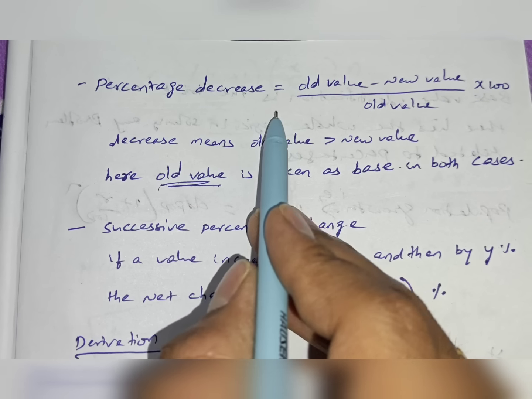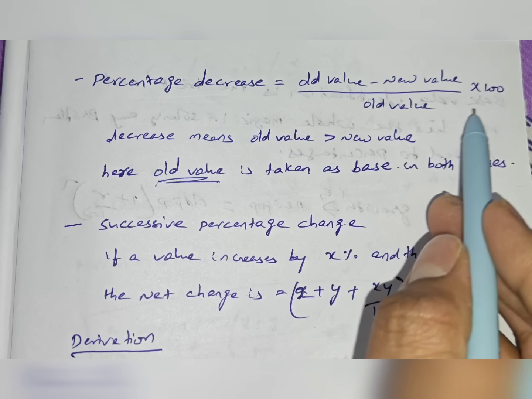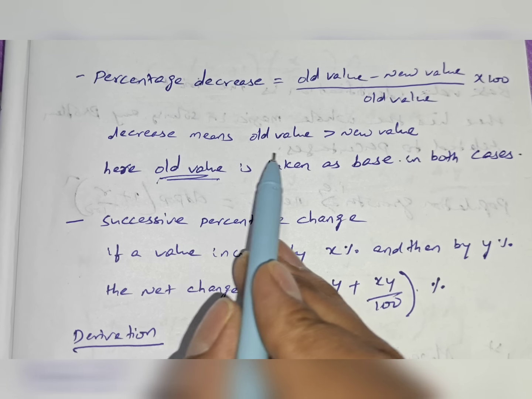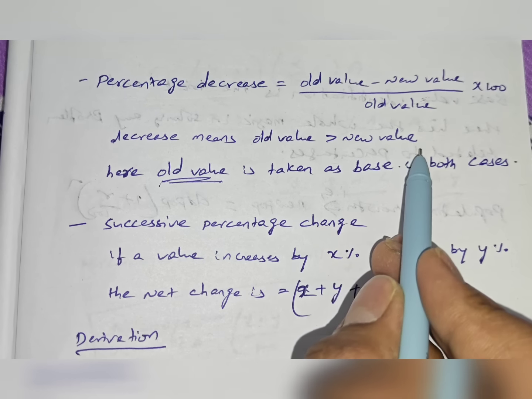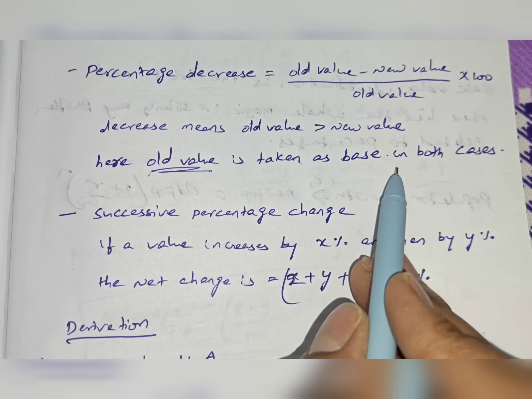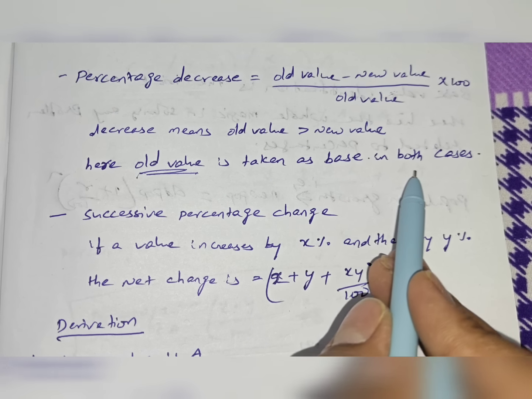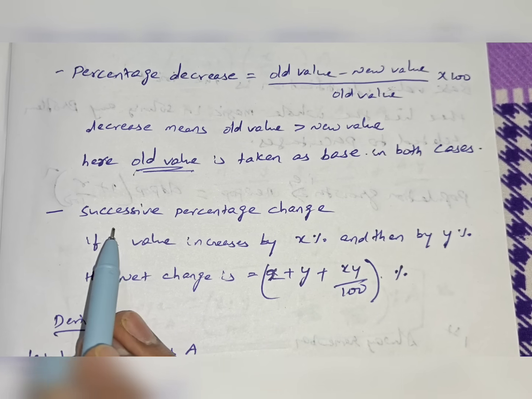And percentage decrease is equal to old value minus new value by old value into 100. Decrease means the old value is greater than the new value. Here, observe one thing. The old value is taken as the base in both cases unless it is specified. There can be problems like successive percentage change.